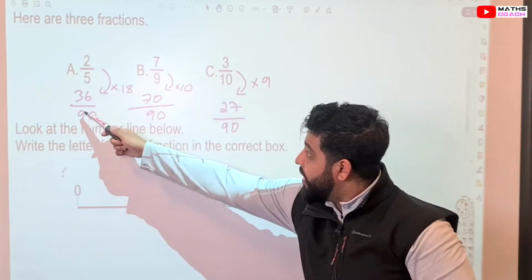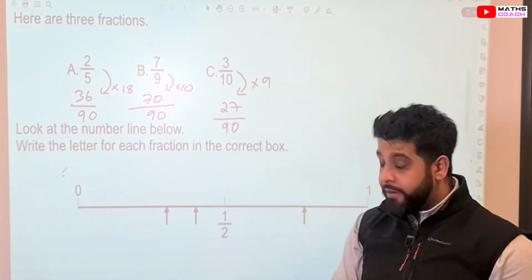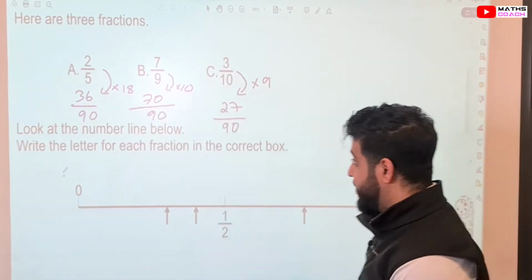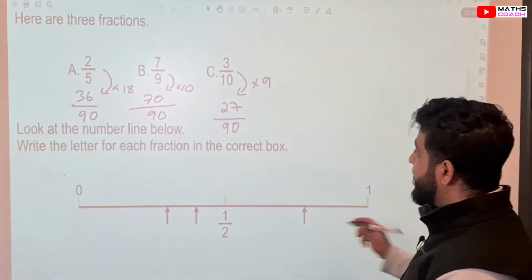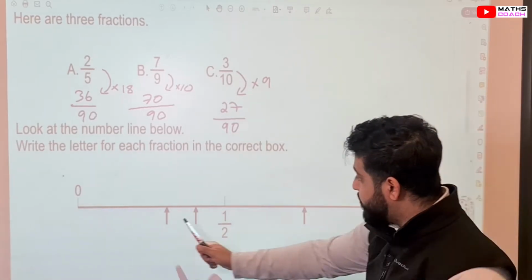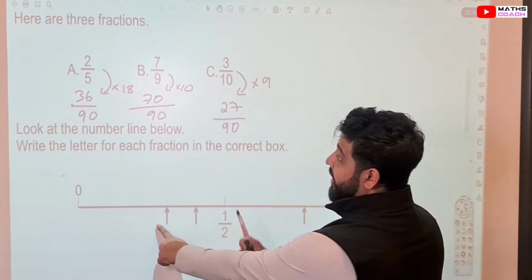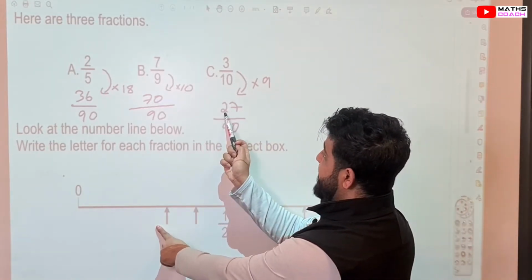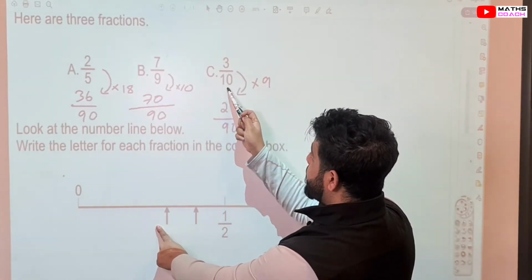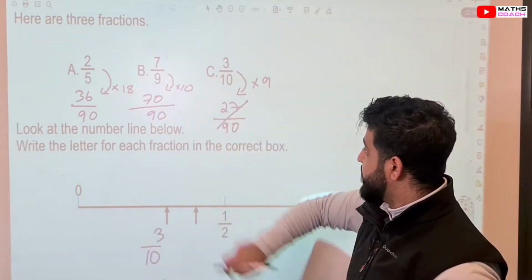So anyhow, we have all our fractions. Now, all the fractions have the same denominator, so we can just compare the numerators, right? So let's have a look at the numerators. What is the smallest? Because the question says that we need to put them into these places. The smallest number is 27. So 27 came as a result of 3/10. So here, 3/10. So that one's done.